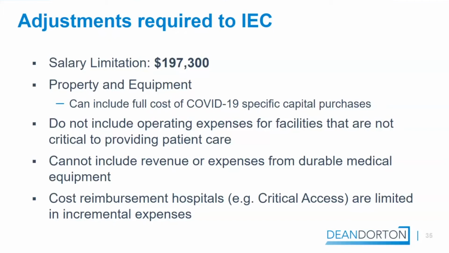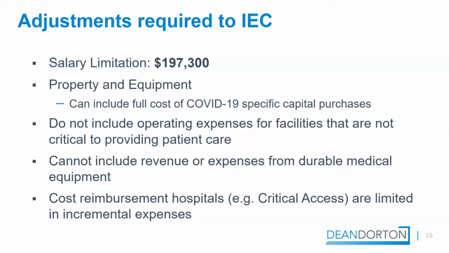And so what we've done in our calculations is looked at employees receiving over $197,300 in both 2020 and 2019, determined if they had incremental compensation paid to them during the year, and we removed that incremental amount. Or if you had an employee that made over $197,300 in the current year, but not in the prior year, you would limit the cost you're including in your provider relief fund costs to that $197,300.